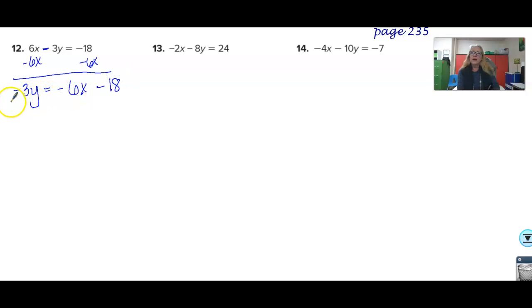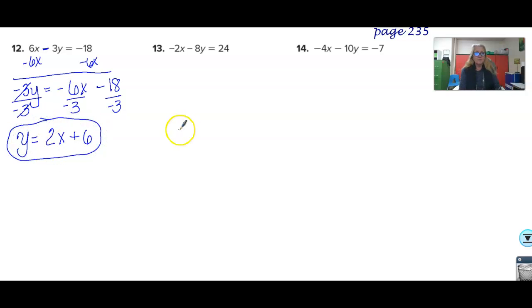All right? Now we need to have this just be plain old y, so we're going to divide everything by -3. These will cancel, leaving me just y on the left like I want. -6 divided by -3 is +2, so that's +2x, and -18 divided by -3 is +6. So that would be the answer you would type in the answer document.